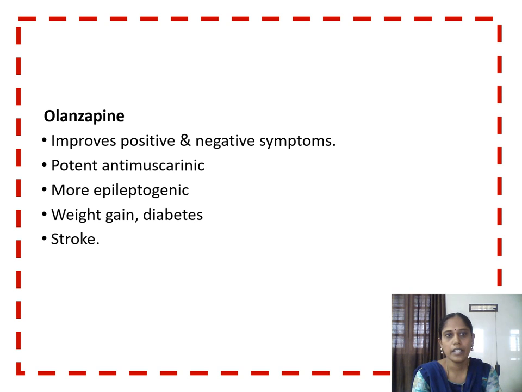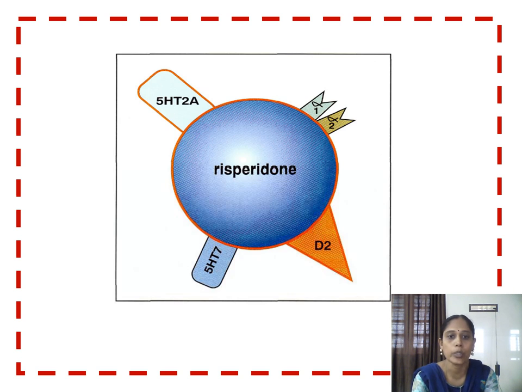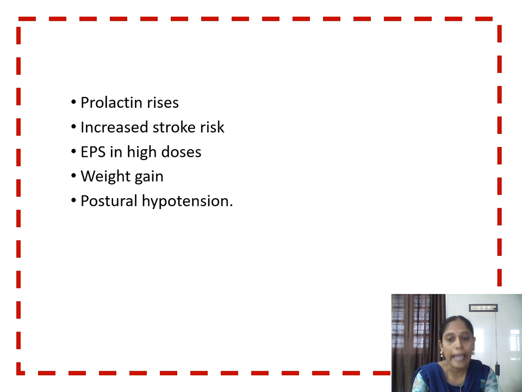So this is another atypical antipsychotic agent, olanzapine, which improves both positive and negative symptoms like your clozapine. And this is more epileptogenic when compared to your clozapine, right? And it has also got more potent anti-muscarinic action. So like clozapine, it can also cause weight gain, diabetes, and even it can cause stroke. Now coming to risperidone. Among the atypical agents, risperidone has got more potent D2 blocking activity. So it can again cause extrapyramidal symptoms. Extrapyramidal symptoms are seen with risperidone in high doses. All other atypical agents, they don't have this.